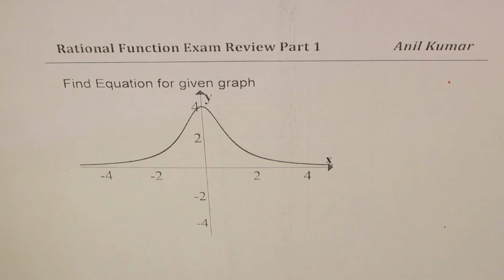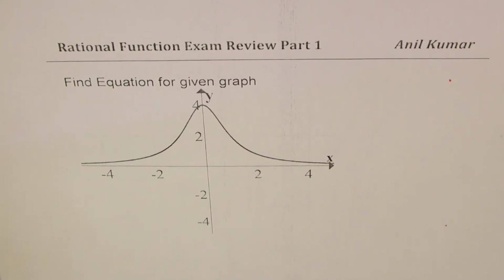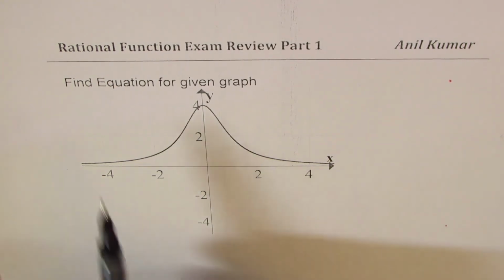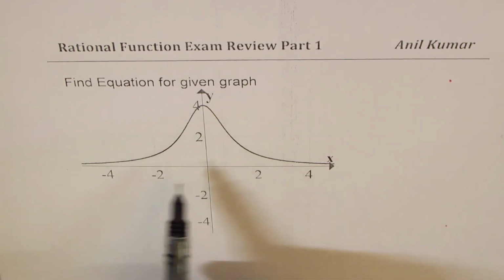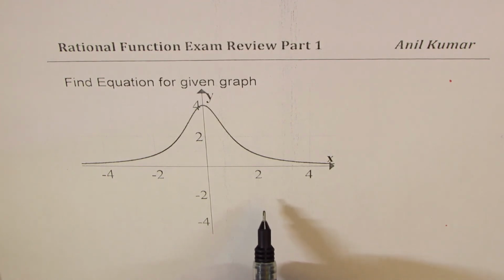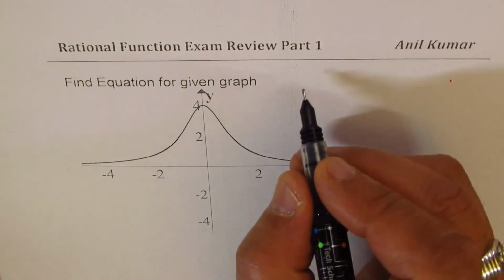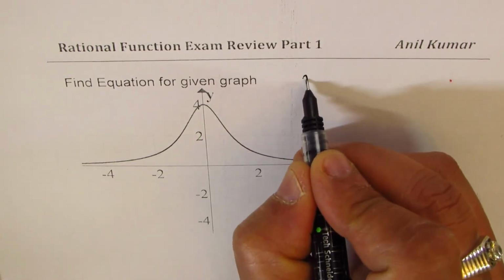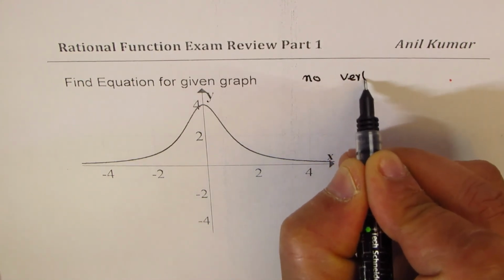So we are almost at the end. This is the last question to solve. I hope you understand and appreciate what I've done here to review rational functions. Now we need to find the equation from the given graph. As you see, this is a very typical graph of a rational function where things are very different. We do not have any vertical asymptote. So no vertical asymptote. Do you see that?